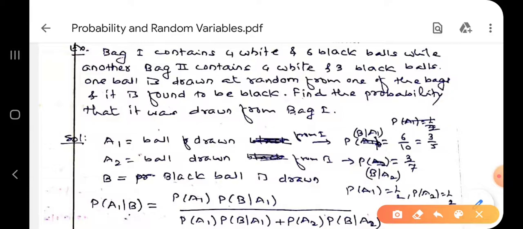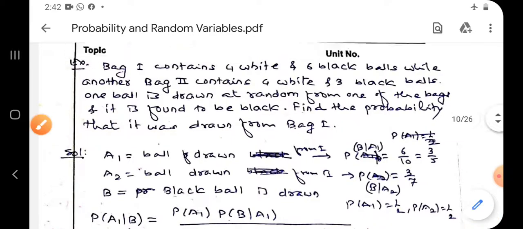One ball is drawn at random from one of the bags and it is found to be black. Find the probability that it was drawn from bag 1. Find the probability that it was drawn from bag 1. From which bag was it drawn? From bag 1. Okay. So here two bags are there.